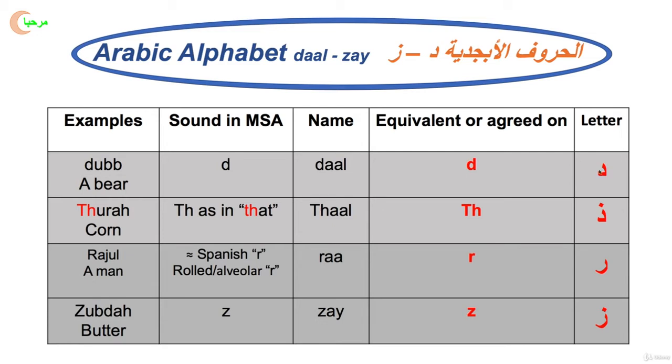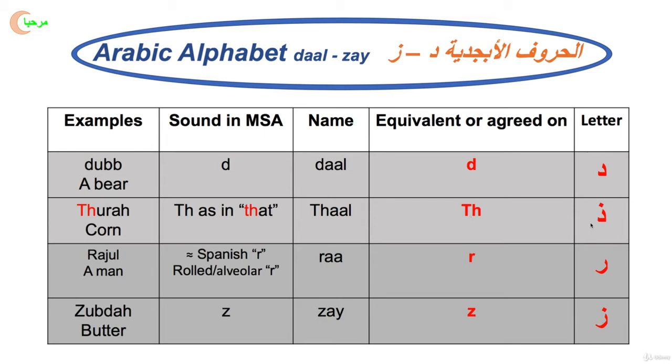Yalla. So the first one here has an equivalent in English, and that's a D. The name of this letter is daal. The sound in MSA is D, just like in a D sound in English. And as an example, we have dub, which means a bear.